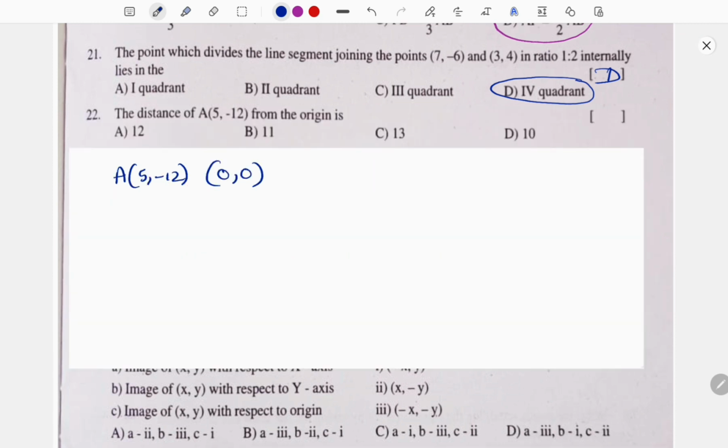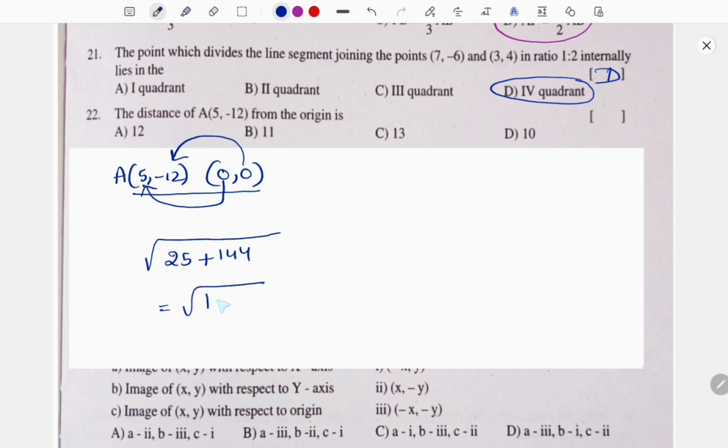Okay? 22nd question. The distance of (5, -12) from the origin, that means (0, 0). Now you can find the distance between these two. Distance is equal to root over (x2 minus x1) whole square, that is 0 minus 5, minus 5 whole square, 25, plus (y2 minus y1) whole square, 0 minus 12, that is minus 12 whole square, means 144. So that is equal to root 169, which is 13. Now the answer is what? 13. So C is the right answer.